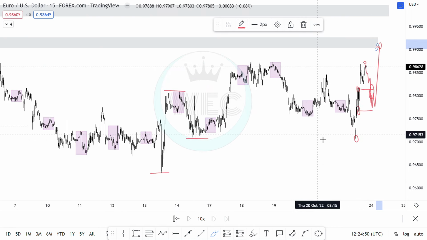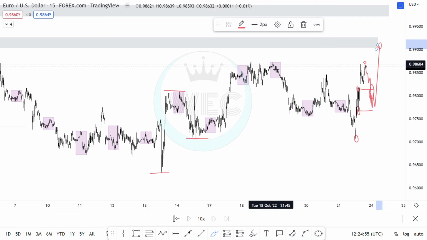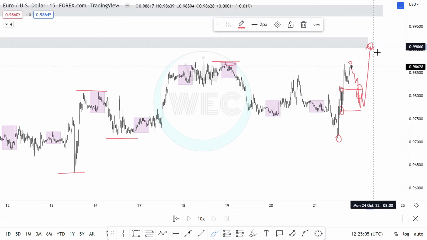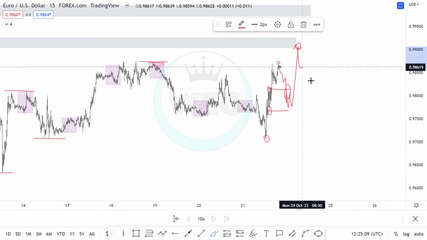Apart from that, the reason why I'm looking for buys is I can see price reacting from this Asian high. And if you watch, this Asian high has not been taken yet. So I think price is going to grab this Asian high, probably into the supply. And if the supply decides to hold, then I can look for sells.